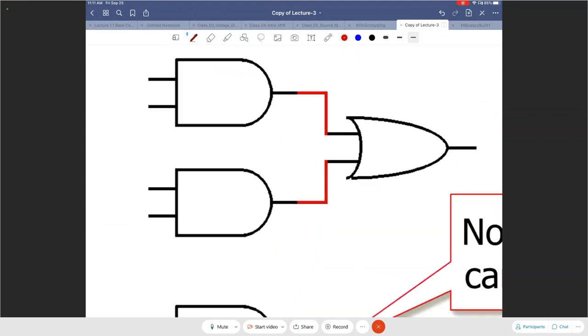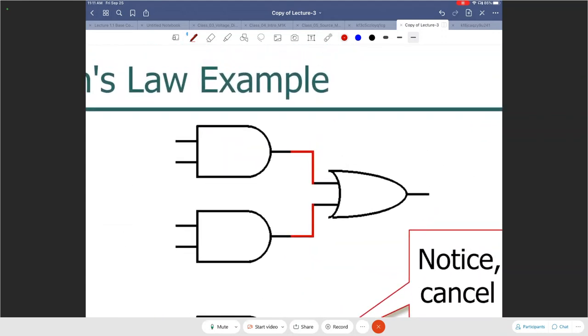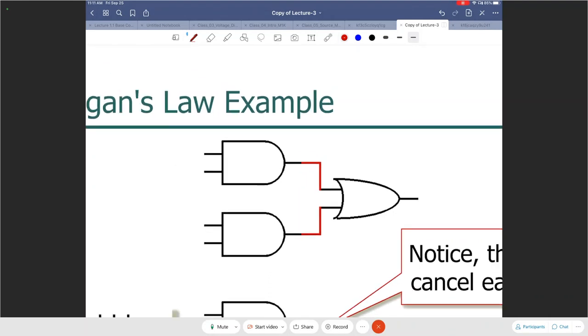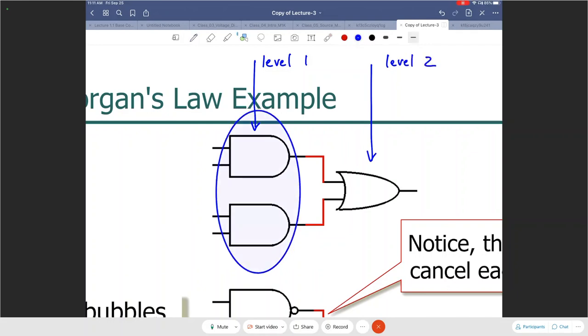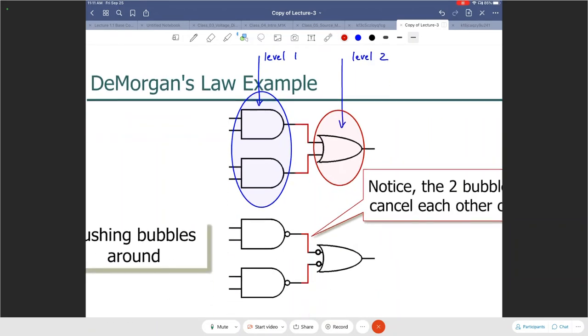For example, if I take a look at this particular logic diagram, I have two levels here, right? Level one is here and level two is here. Why am I calling them two levels? Because all of this happens at the same time and all of this happens at the same time, right? Those AND gates are operating at the same time. They are in one level. And the second level happens later. So this is what we call a two-level network.